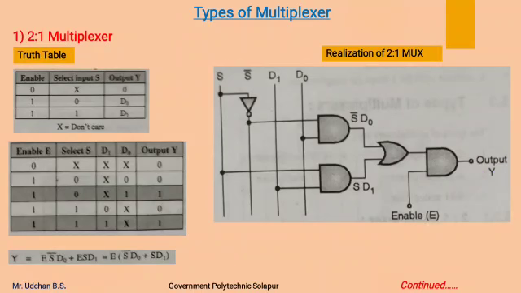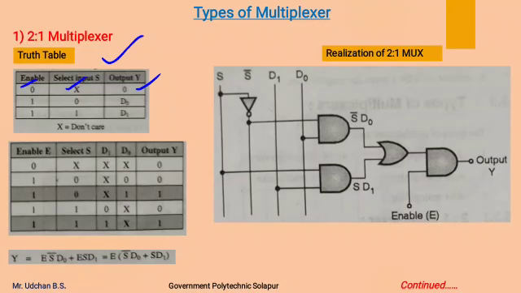Now we will see the truth table of the multiplexer. It is shown over here. In the first case the enable input is 0, that is, the multiplexer is disabled. So irrespective of the status of the select input, we will not get any output on the output line. So when the enable input is 0, we get a 0 output by default.